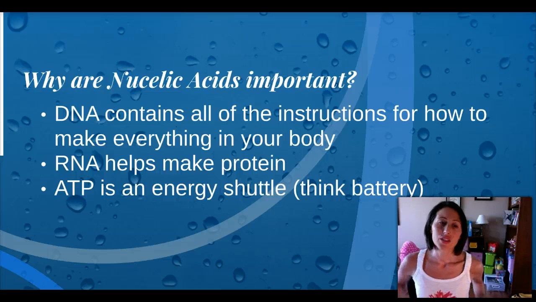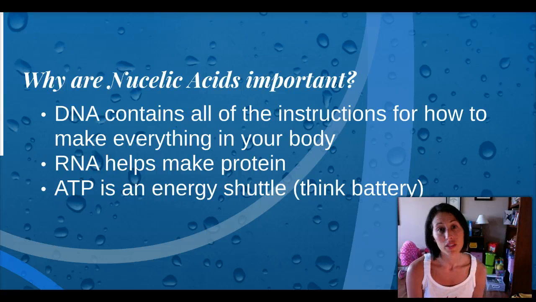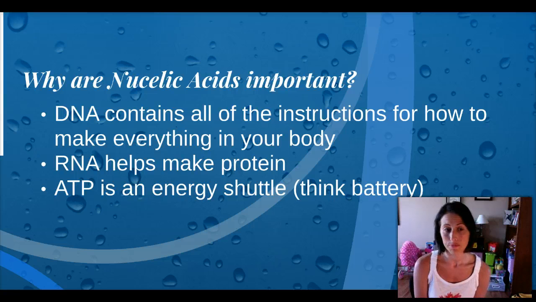So nucleic acids are so important because, like I said, DNA is an example of nucleic acid, and DNA contains all the instructions for how your body is going to work. Anything that happens in your body, the instructions come from DNA. So that's a really important kind of nucleic acid. RNA is another type of nucleic acid, and that is what helps make the proteins that are in your body.